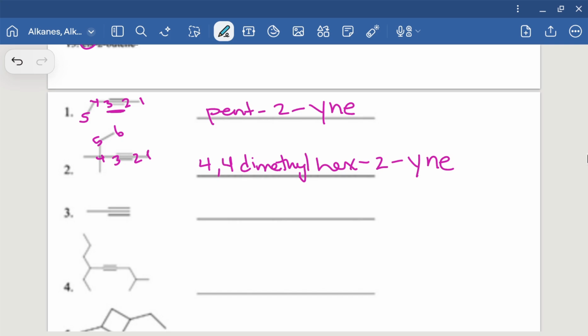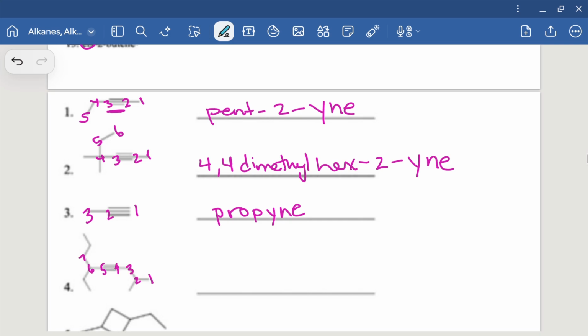Number 3, you have 1, 2, 3. Because your triple bond could only go between 1 and 2, whether this molecule was flipped or not, this would just be prop-YNE, so propyne.